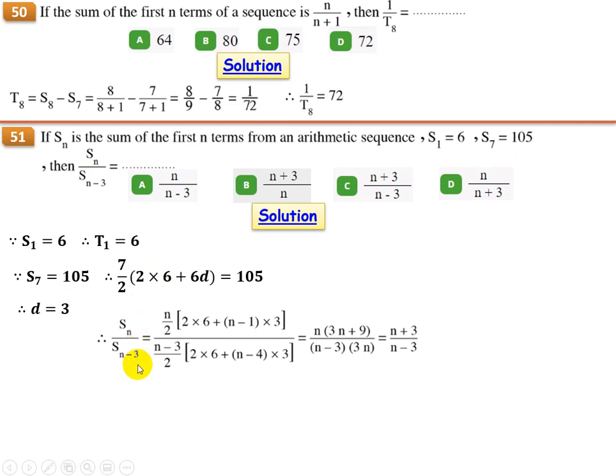Sn over S(n minus 3): n over 2 times (2a plus (n minus 1)d), over (n minus 3) over 2 times (2a plus (n minus 3 minus 1) times 3). So cancelling 2 with 2 and simplifying the two expressions, you will find that n times (3n plus 9) over (n minus 3) times 3n equals (n plus 3) over (n minus 3). This is part 1 of the division.